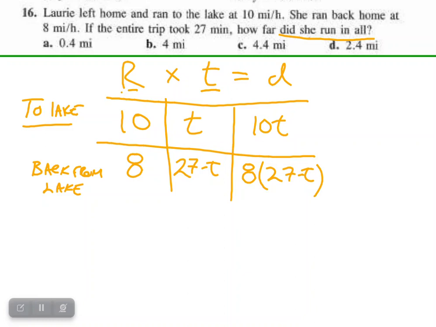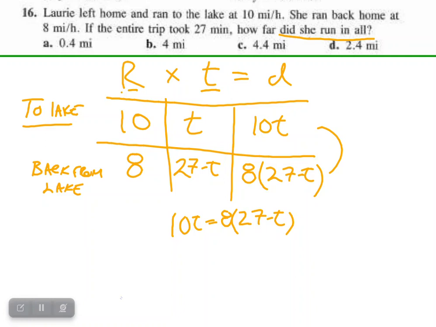All right, and what can you tell me about the distance to the lake and home from the lake? It's the same. Okay, so what can you say about these two expressions? They're the same? And in math, what do we say when things are the same? They're equivalent. They're equal. So we can say 10t is equal to 8 times 27 minus t. All right. So right now, I would like you to solve for t.